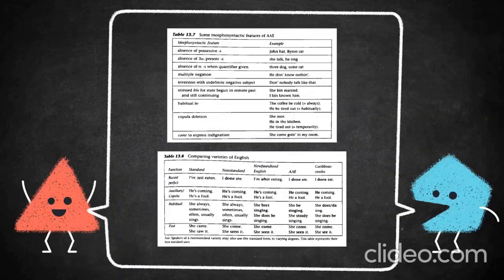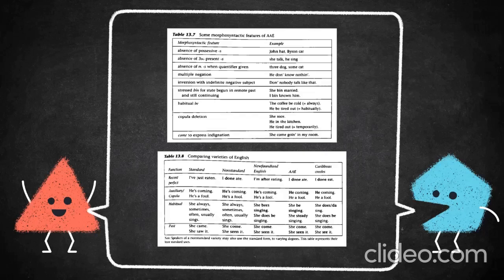These are some of the differences between African American English and standard American English. In the first picture, you can see morphosyntactic features, and it gives examples. So absence of the possessive S: John hat or Byron car versus John's hat or Byron's car. The absence of a third person present S: she talk, he sing versus she talks and he sings.